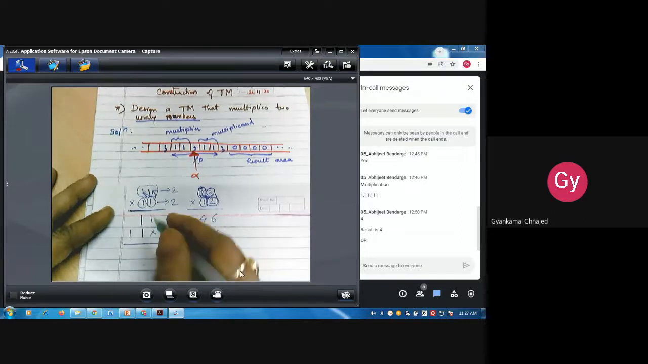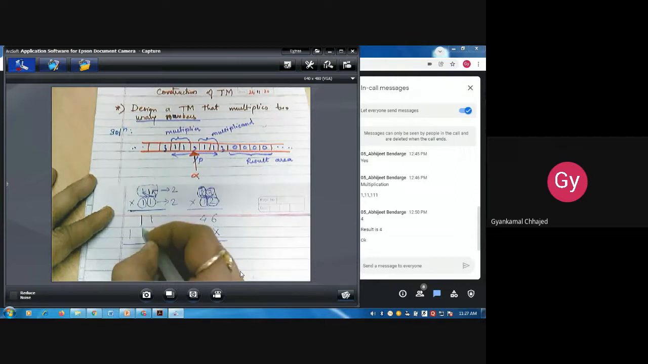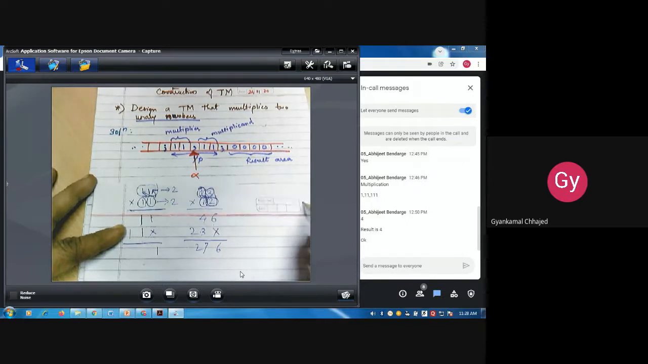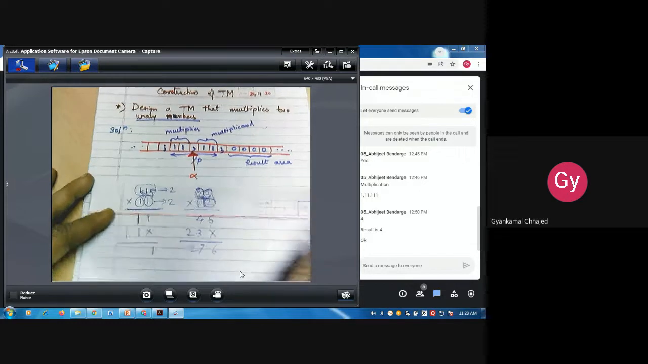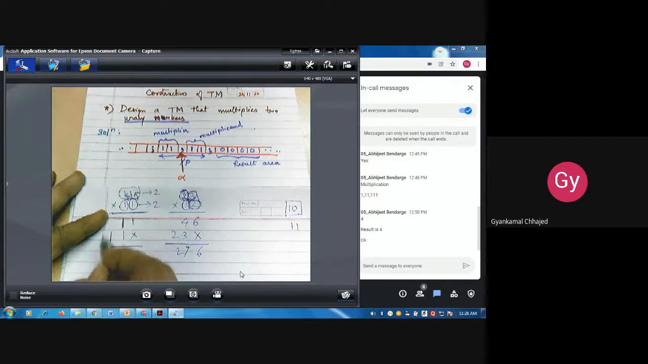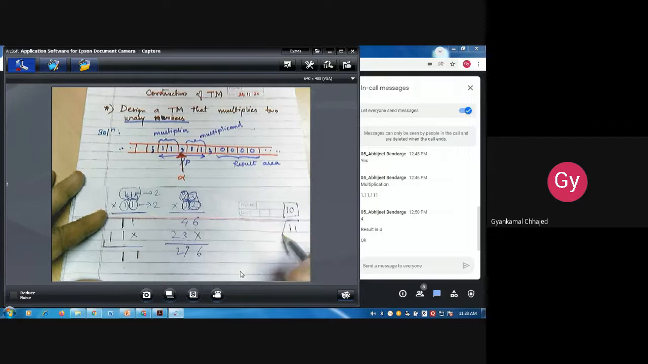Right. Now 1 1 is added, then it will become 2. But since we don't have binary here, where 2 is represented as 1 0, because there are two symbols, in unary the 2 will be represented like this. Okay, so the 2 will be like this. The carry forwarded is also 1. One is kept and one is carry forwarded.